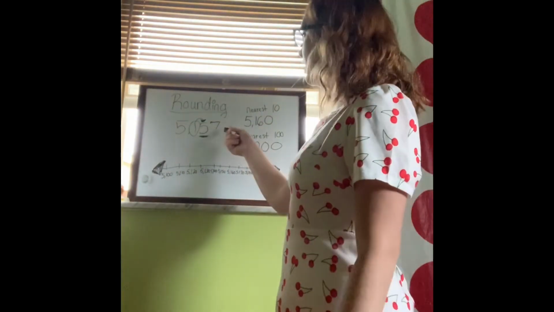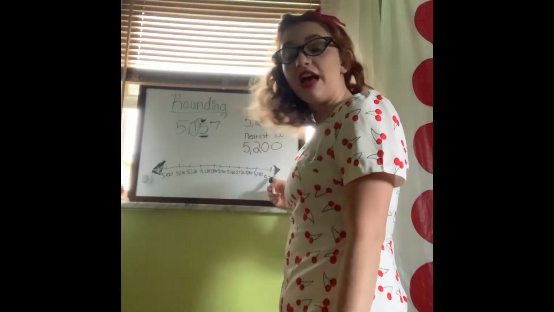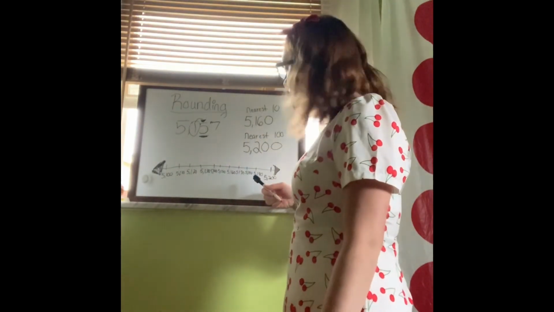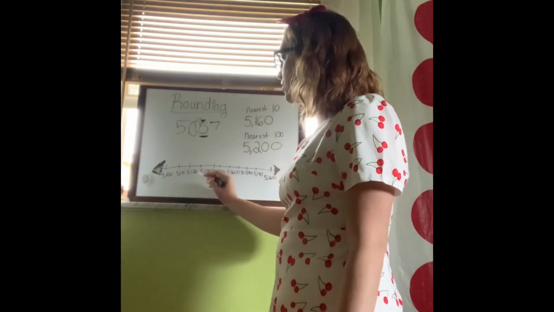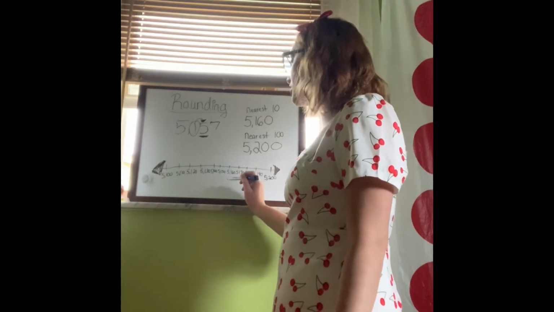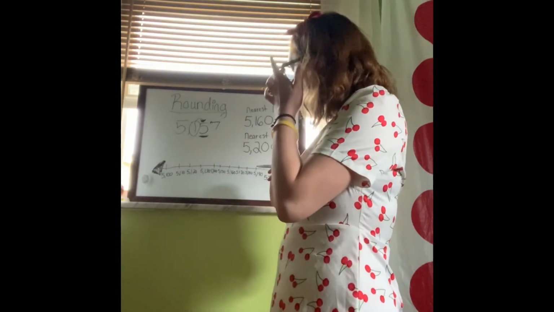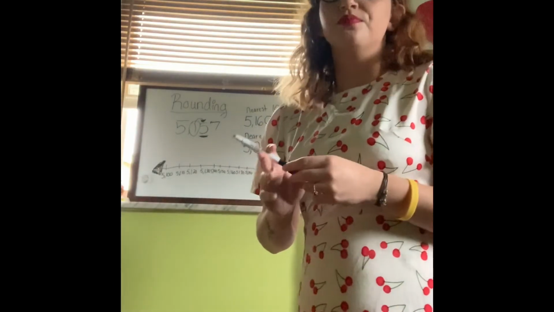So 5,157 would be 5,100 all the way to 5,200. And in between we counted by tens. So we had 5,110, 5,120, 5,130, 5,140, all the way through to 5,200. So this is what our number line would look like.